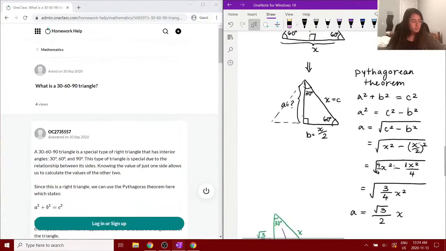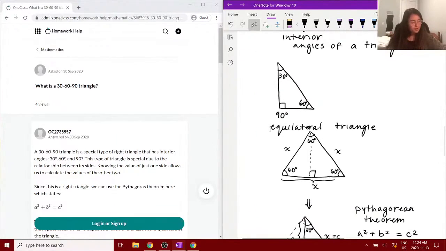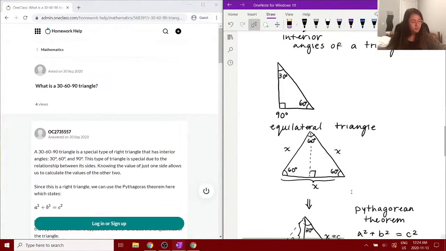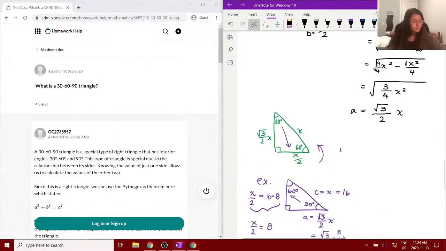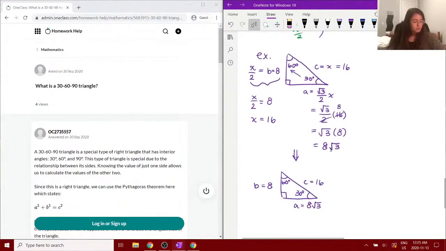So we were able to see what the 30, 60, 90 triangle is, like how we got to it from an equilateral triangle and the Pythagorean theorem, so that we were able to find this special triangle. Label it special triangle, meaning that if we are given one of the side lengths, we are able to find the other two side lengths as we saw in this example. And that's it for this question.